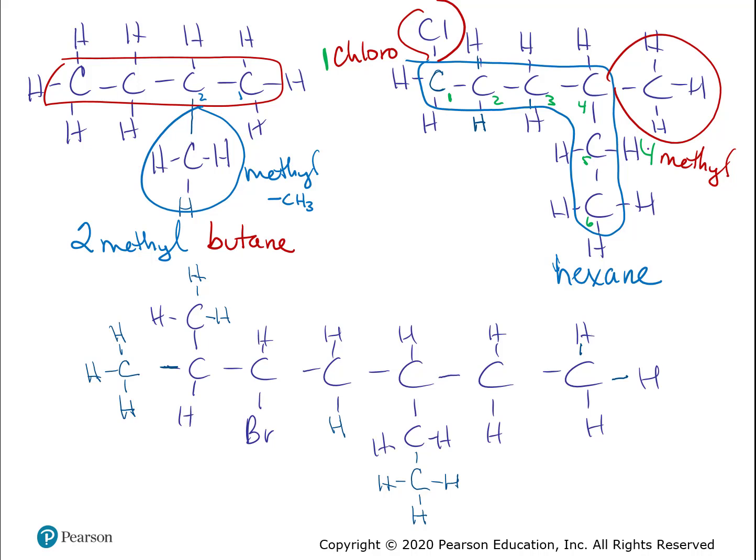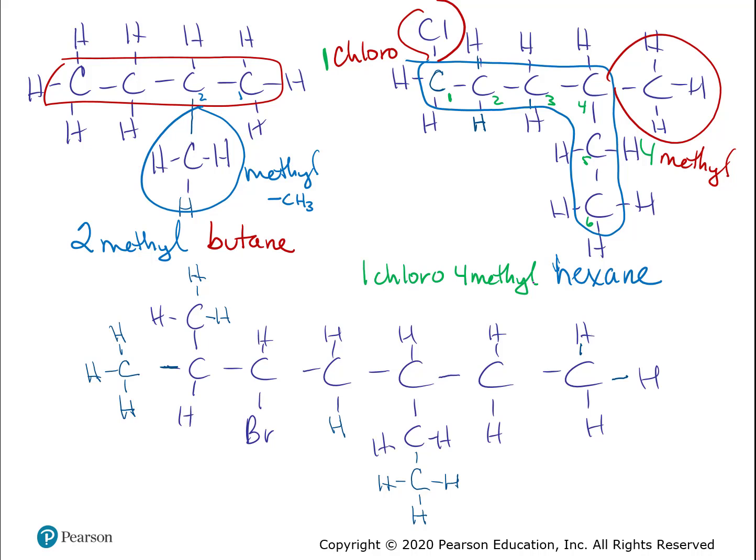Last step is to put these alphabetical. So it would be 1 chloro, 4 methyl, hexane. So the number in front of each of the hanging groups tells you which carbon it's attached to. This one has 3.